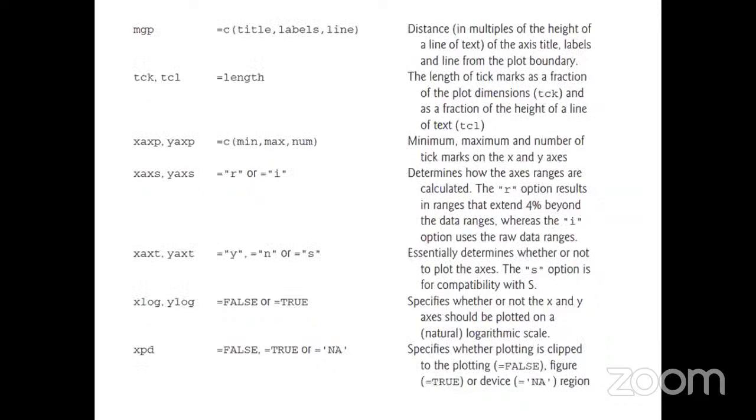Okay, next is MGP, that is the distance. TCK, TCL. This one you will all understand when you are giving these codes for any R function. You will get it slowly when you are using it. So TCK stands for the length of the tick mark as a fraction of the plot dimension. Then you have XAXP, YAXP, that is the minimum and maximum number of tick marks in the x-axis and y-axis.